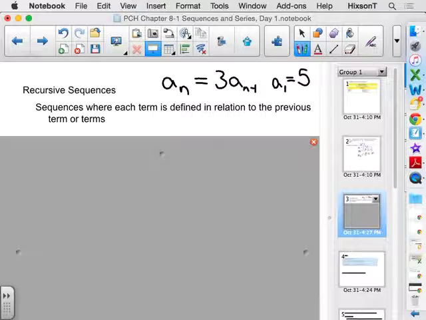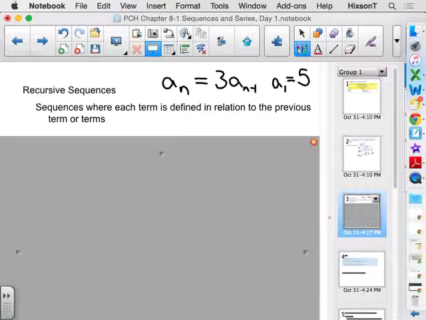If we wanted the 5th term, that's 3 times the 4th term. Well, what's the 4th term? 3 times the 3rd term. Well, what's the 3rd term? You see how we keep having to go backwards? Until we got down to something that had the 1st term in it, we plug in the 5, and then we can start plugging those values in to get all the ones that we need.